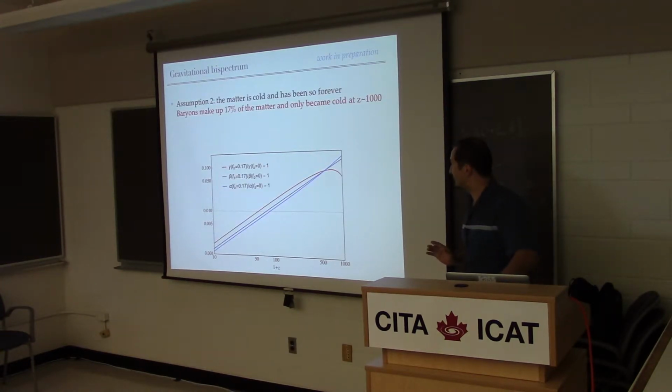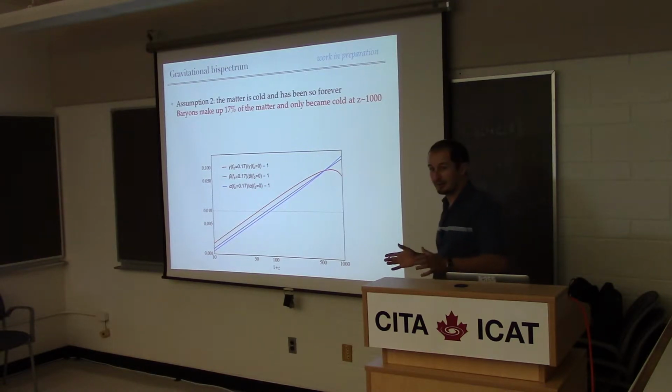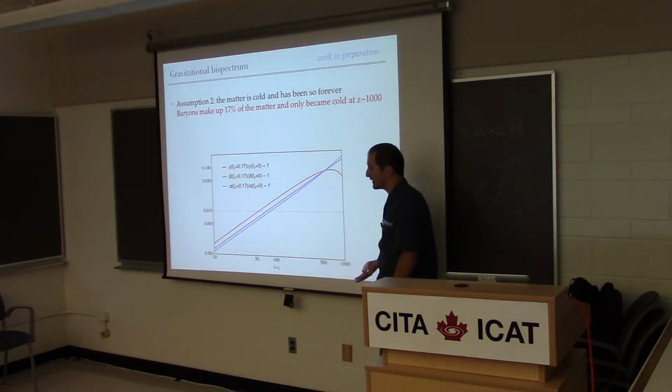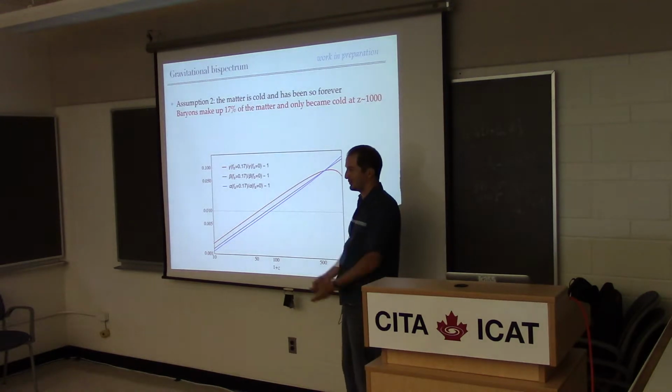Second assumption is that the dark matter is cold and has been cold forever. Baryons, as we know, make up 17% of the total matter. And they are cold after redshift 1000, effectively, on all scales larger than their Jeans scale. But they only become cold at redshift 1000, and so there is some transient. It takes some time for them to catch up with the dark matter.